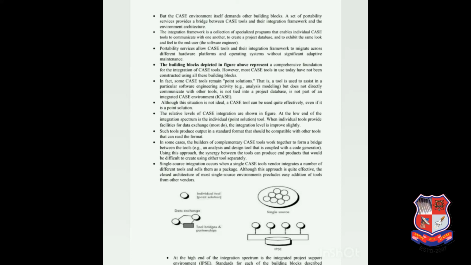In some cases, builders of complementary CASE tools have to work together to form a bridge between the tools. Take an example: an analysis and design tool that is coupled with a code generator. At that time you have to use tool bridges and partnerships among the CASE tools, as depicted in the third figure. On the other hand, single source integration occurs when a single CASE tool vendor integrates a number of different tools or sells them as a package. Although this approach is quite effective, it is the closed architecture of most single source environments.